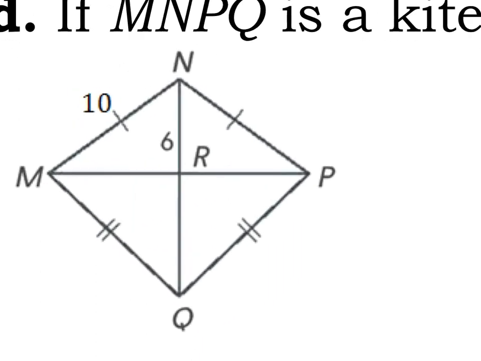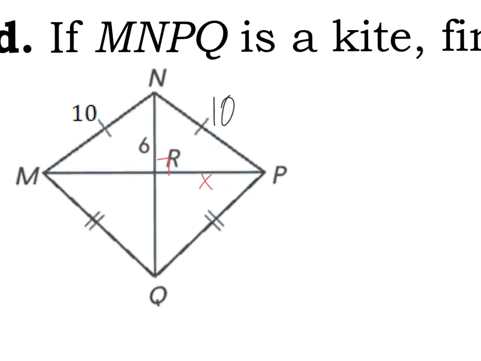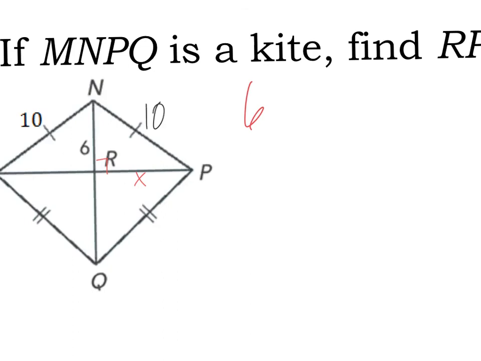I'm given that 10 is MN, so you can say 10 is NP. And so NR is 6. So I know these intersect at a right angle, so I'm going to put a little x there because I don't know what RP is. But the 10 is across from the right angle, making that the hypotenuse. So you can say 6 squared plus x squared would equal 10 squared.